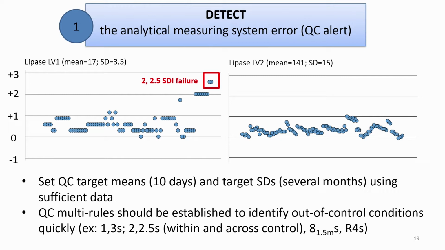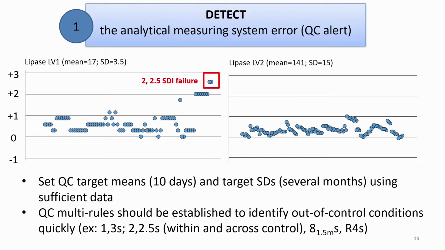The document also recommends that QC multi-rules should be established to identify out-of-control conditions quickly. Our lab uses the 1.3S rule, the 2.5S within control rule, the 2.5S across control rule, and a 1.5S rule. This is when 8 values exceed 1.5 standard deviations from the mean in a single control material. That will fire an alert, and it indicates development of a slow trend. And then also the range 4S rule, which is when the range between 2 consecutive QC points in a single control exceeds 4 standard deviations from each other.